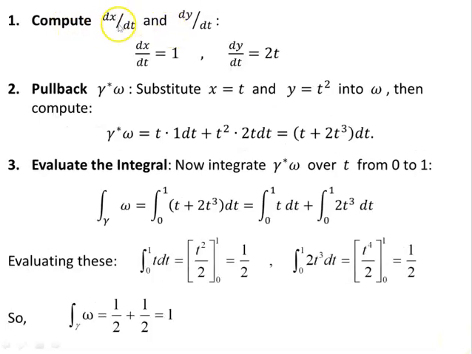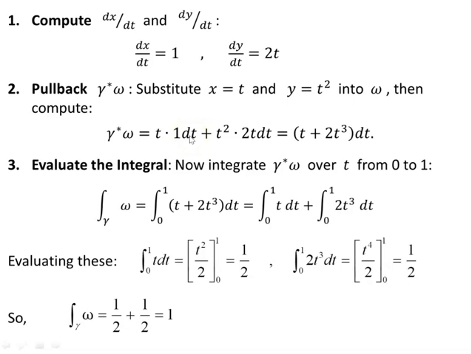All right, so first thing, compute dx/dt. If you remember, x was just equal to t, so dx/dt will be 1. If you remember, y was equal to t squared, so dy/dt will be 2t. Now, the next thing is to calculate the pullback of omega along gamma, so gamma asterisk omega. Substitute x equals t and y equals t squared into omega. Remember, omega was x dx plus y dy. Then gamma asterisk omega is t times 1 dt plus t squared times 2t dt.